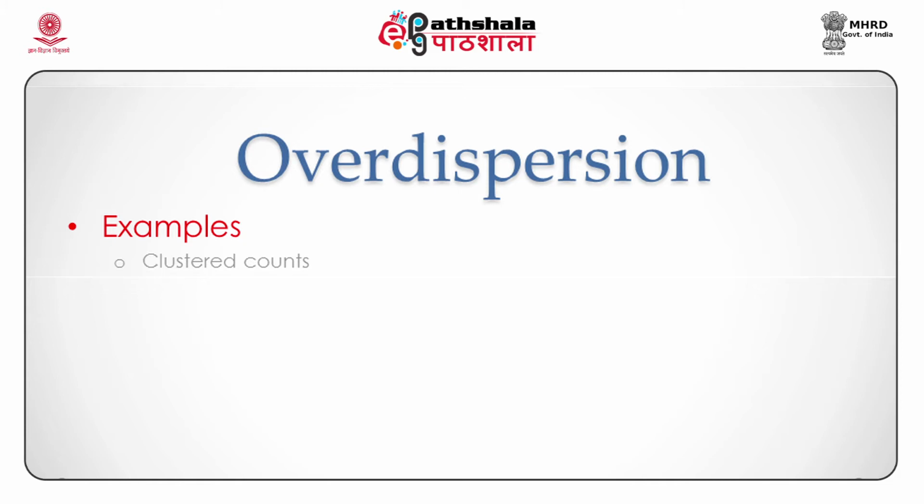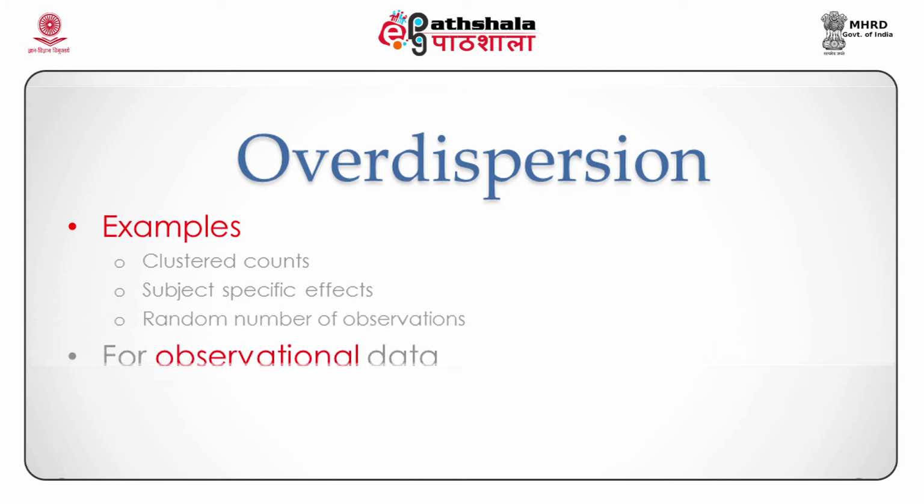The second situation is where we have subject-specific effects. We shall look at this in more detail in the modules on longitudinal data and also in subsequent modules in this paper. The third is where the number of observations is not fixed by design but is random. Now, these are all situations where it is possible to model parametrically the nature of the over-dispersion.